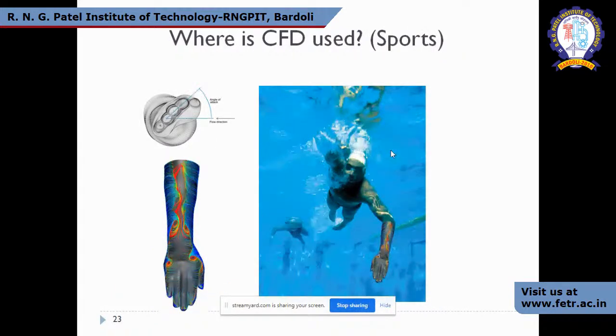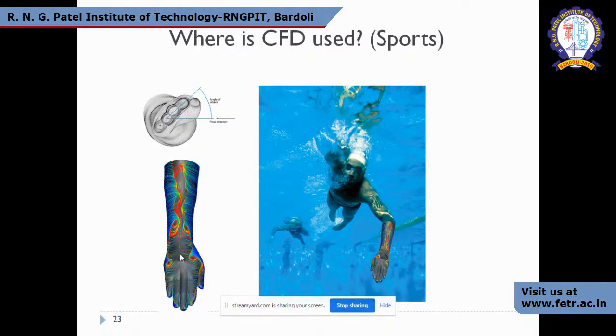Sports. This is one of my interests. I have shown one example of flow over a hand. You can see that when a person swims, how the stroke should be done such that the friction is less, whereas the push given by the hand is larger. So we can design the stroke, or even what kind of clothes should be worn by that person so that there is less friction over the body.